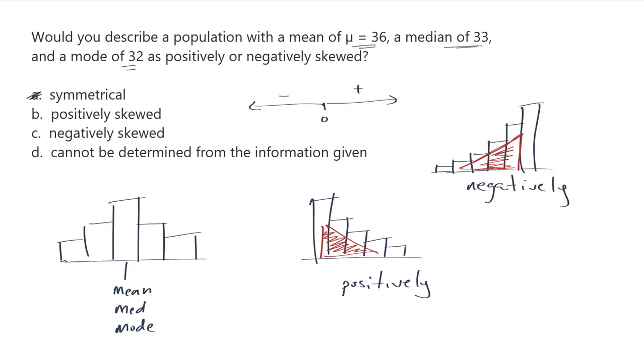Now, do we have a positive or negatively skewed distribution here? Well, the quick rule of thumb that I use is that you should look basically just at the mean. The mean gets pulled towards wherever the skew is. So the mean is a higher value than both the median and the mode. So it's being pulled this way.